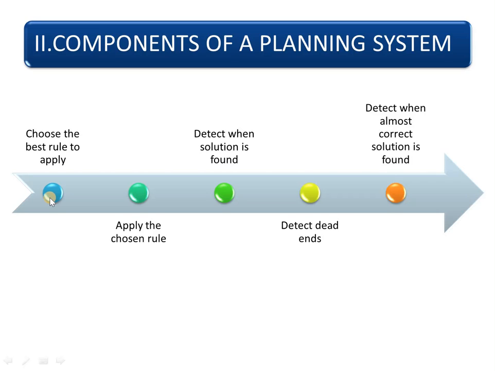And the second point is apply the chosen rule. That means we are going to apply the rule that is selected either randomly or by checking the heuristic functions.